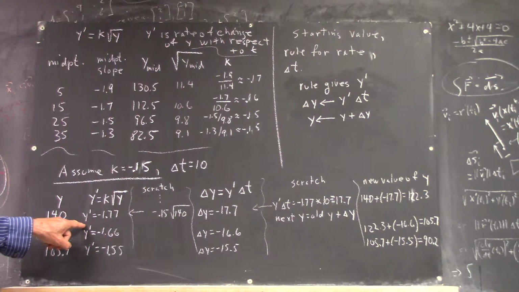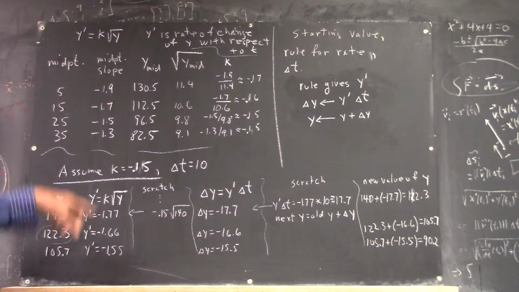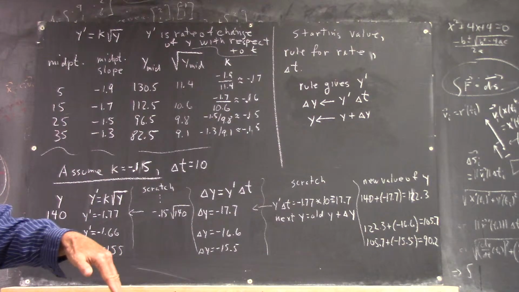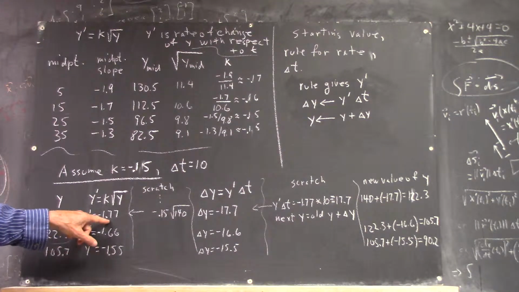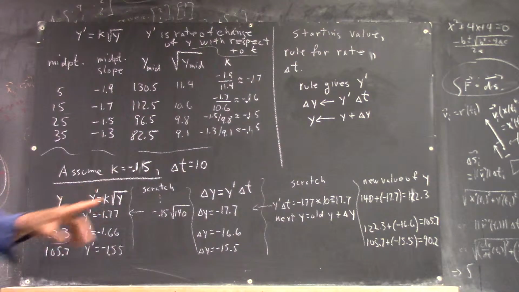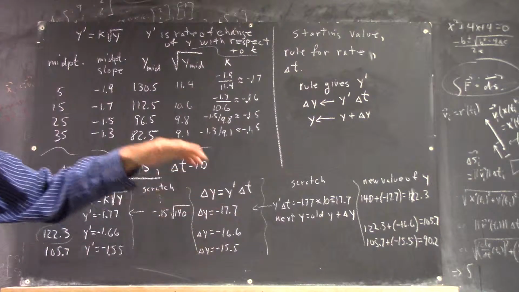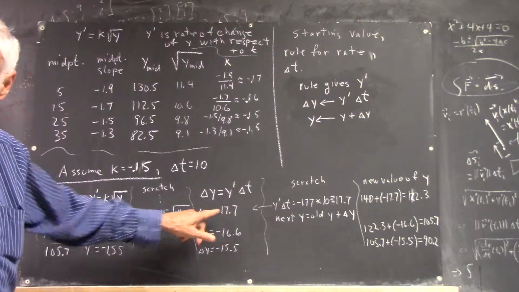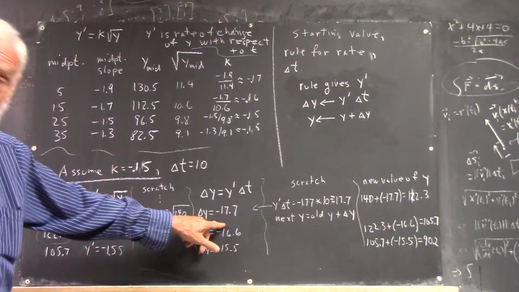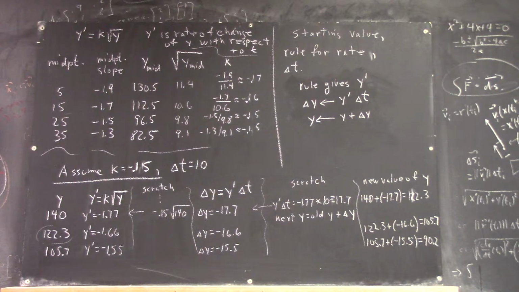What's y prime? Y prime is the rate at which y changes with respect to t. That's the slope of our graph. If we follow a slope of negative 1.77 for 10 units, we're going to go down 17.7. In other words, our change in y will be negative 17.7. Okay?